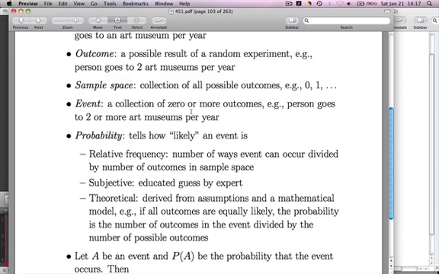So if I take out a coin and I flip it 1,000,000 times, and if I observe, say, 500,000 heads, I would estimate the relative frequency of a head would be 50%.